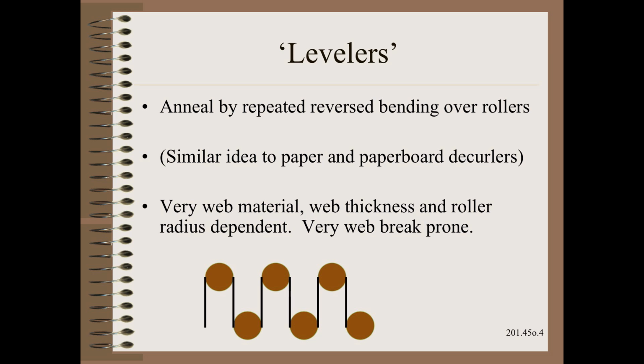We end with a discussion that also has parallels between both metal and paper. That is the idea of leveling or decurling. In both cases, we are cold annealing the web to reduce residual stresses from upstream manufacturing in the hopes of making the web flatter. In metal, this is done by repeated reverse bending over rollers. In paper, this is done by repeated reverse bending over either rollers or radius bars.